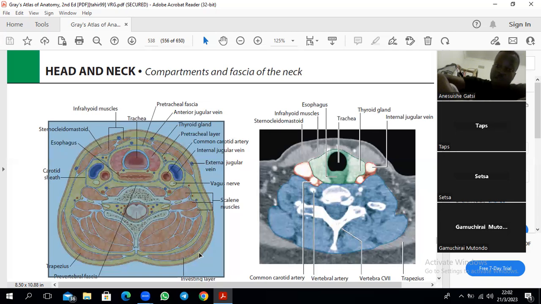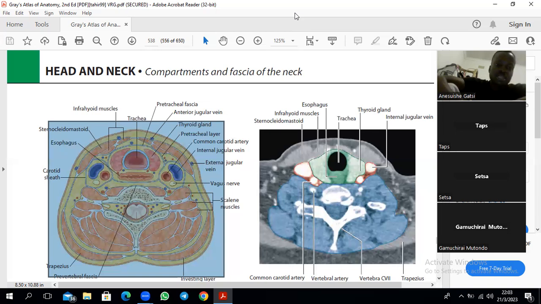This investing layer of deep cervical fascia forms the roof of two triangles. The two triangles in the neck are the anterior triangle and the posterior triangle. Meaning to say, when we do the triangles, for every triangle, we'll be saying the roof is the investing layer of deep cervical fascia. Right.